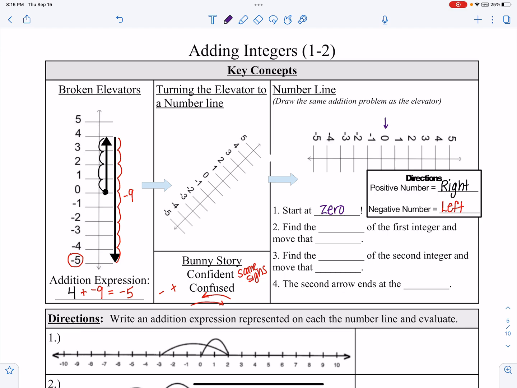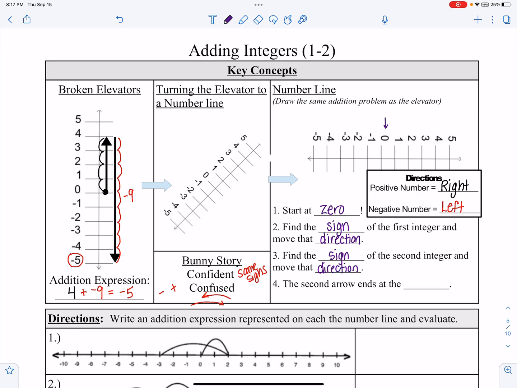So we're always going to be finding the first sign in the expression or equation. The sign of the first integer will tell you which direction to move. So find the first sign and move that direction. After you do that, find the sign of the second integer and move that direction.